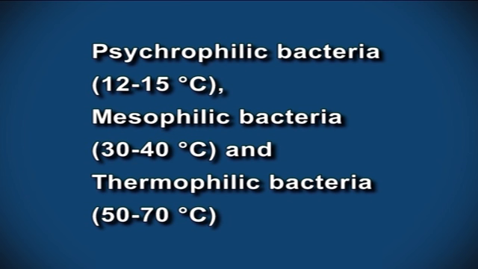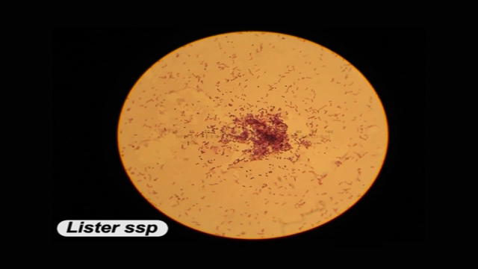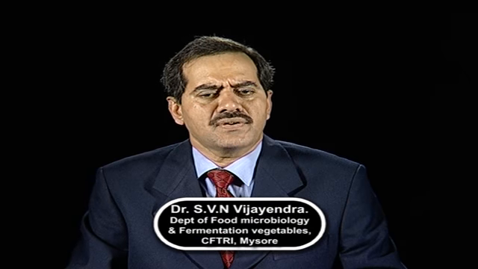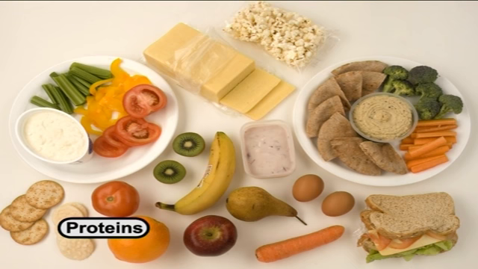Temperature. Temperature plays a major role in the growth of microorganisms. Based on the temperature requirement, microorganisms are divided into three groups: psychrophilic bacteria, mesophilic bacteria and thermophilic bacteria. Besides this, some of the mesophiles can also grow well at low temperatures, for example, Listeria species. Higher temperatures can inhibit the growth or kill the microorganisms due to the disruption of cytoplasmic membrane, enzyme inactivation and denaturation of proteins and DNA, etc.